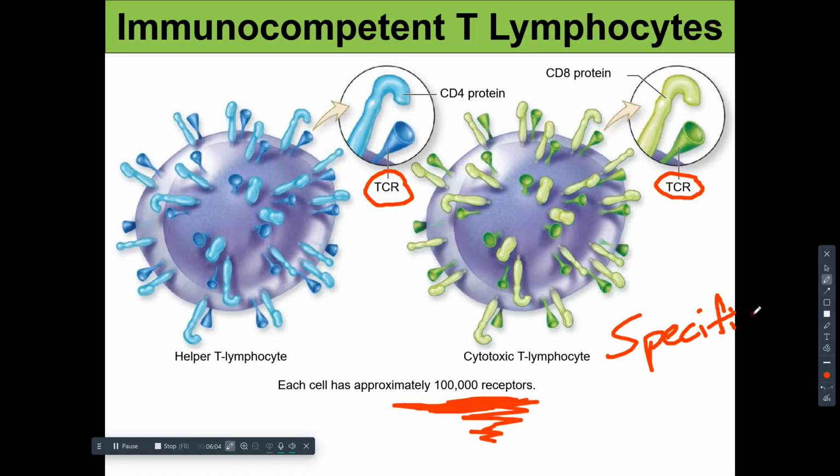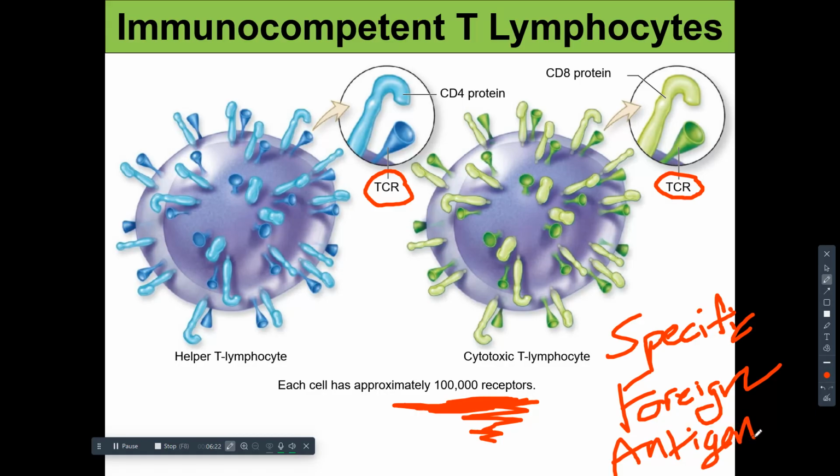So an immunocompetent T lymphocyte is going to have a specific type of T cell receptor that lets it respond to a specific foreign antigen. And that forms the basis of the specificity, which forms the basis of the memory and the improvement that's fundamental to the adaptive immune system.